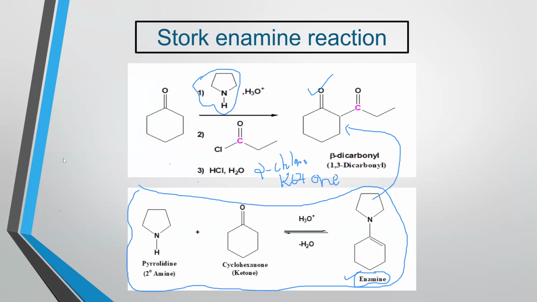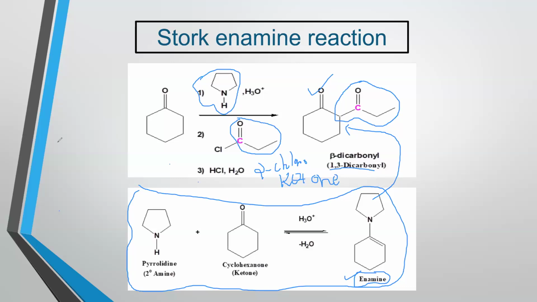Simply this group which I am rounding here, this group, simply you have to attach here. See. First it will form the enamine, and then that enamine will react with this alpha chloroketone or alpha haloketone and give you a 1,3 dicarbonyl compound. So this is the Stork enamine reaction.